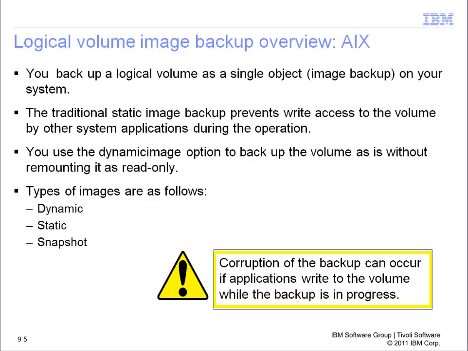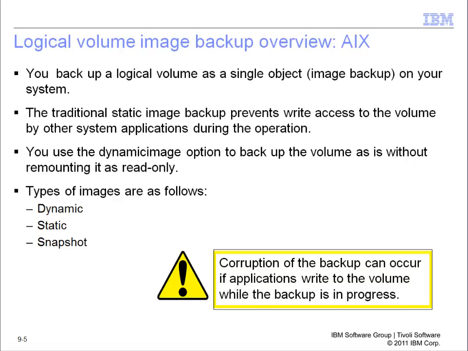Logical Volume Image Backup Overview for AIX. Like Windows, you're going to back up your entire logical volume as a single object. This is your image. The types of backups are dynamic. Dynamic is going to specify you want to perform an image backup of the volume if it cannot be unmounted and remounted. So it would be putting it in a read-only state so you could do the backup.